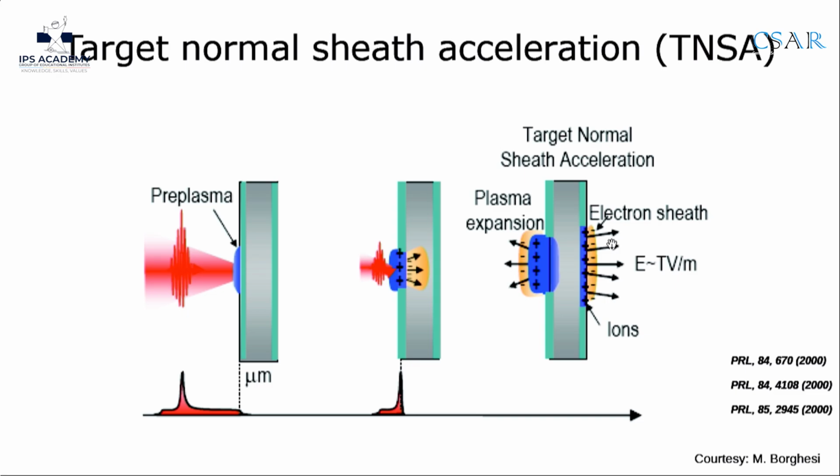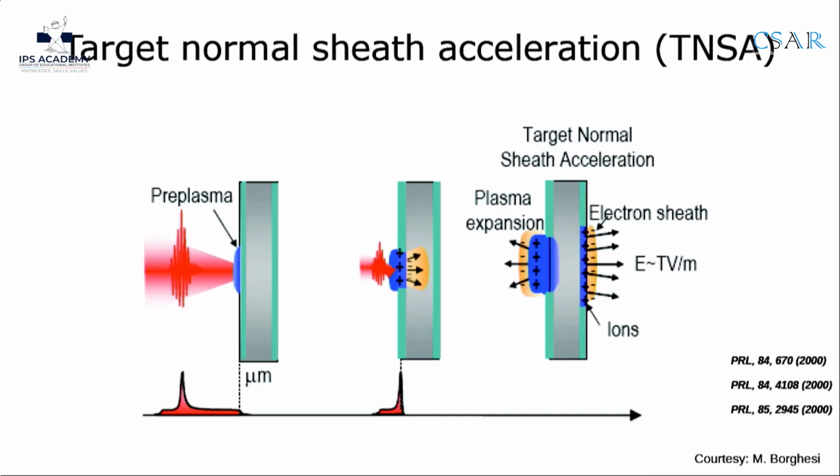All right. So TNSA, this is a typical mechanism. You have a pre-plasma which is created by the pedestal of the laser pulse, and some people also use a pre-pulse separately to create this pre-plasma, because it actually helps in efficiently creating hot electrons. As the main pulse interacts with this pre-plasma, a lot of hot electrons are generated, and they propagate towards the rear side, creating a sheath field at the rear of the target. This sheath field is responsible for accelerating protons.